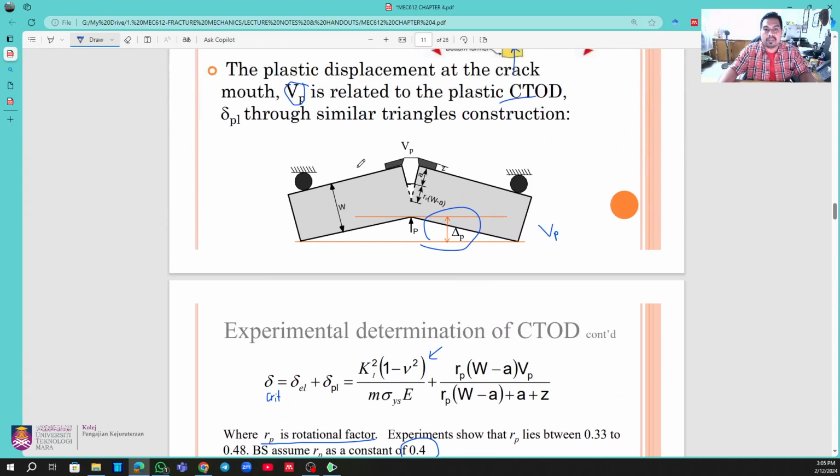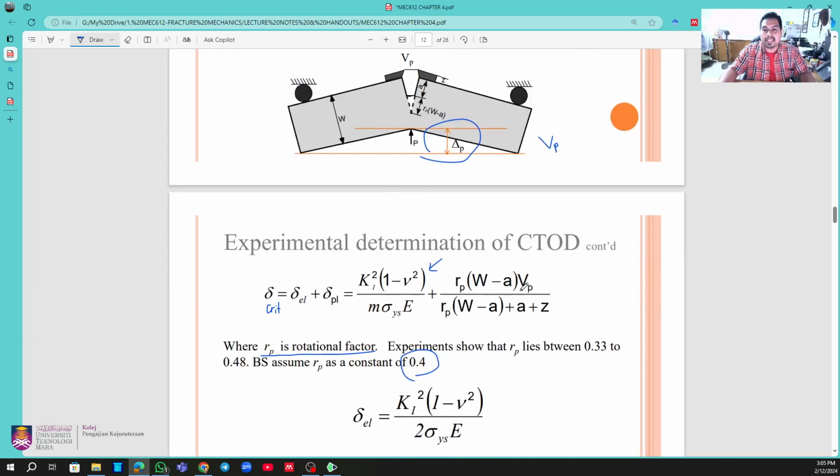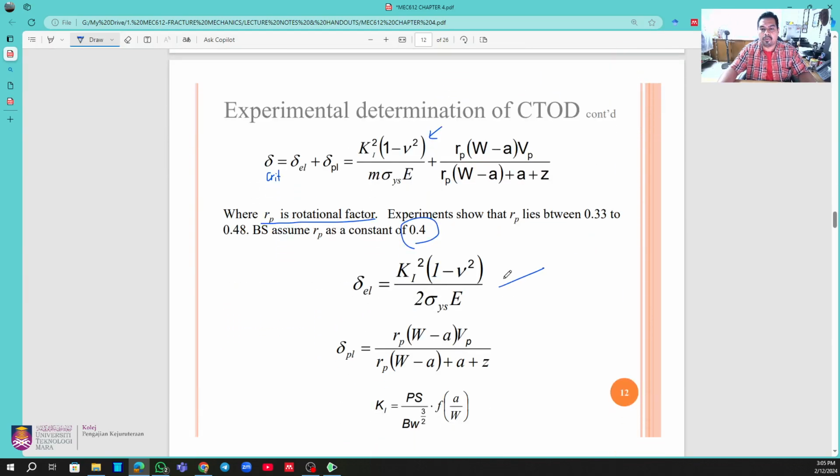And W is the width of the specimen. A is the crack length, the original crack length. VP is the CTOD, plastic displacement. And Z, if we go to a higher level, normally we always assume Z becoming 0 in our case. Alright, so this is the formula that we use. You have to memorize this formula.